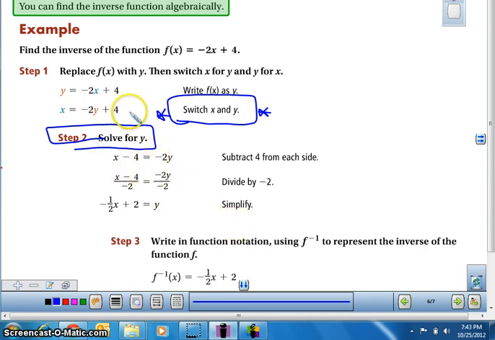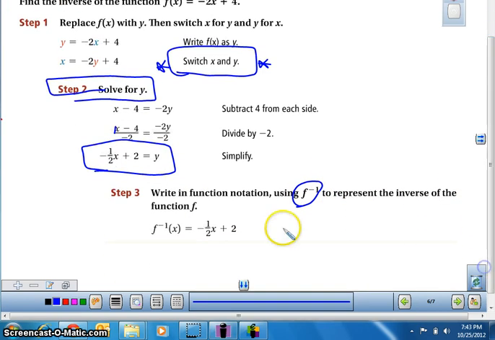So if we are solving for y, the first thing we're going to do is subtract 4. Then we divide everything by a negative 2. That gives us negative 1/2 x plus 2 equals y. We can't leave our inverse function written like this. We want to use the correct notation, f to the negative 1 to show inverse. And the inverse function is going to be negative 1/2 x plus 2.